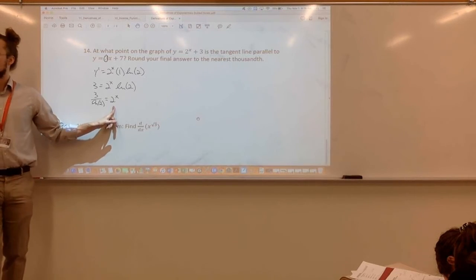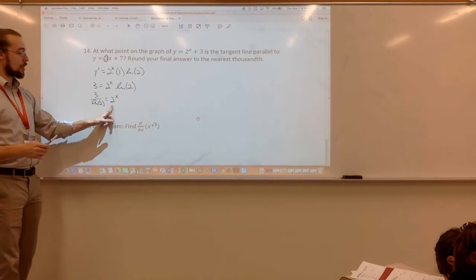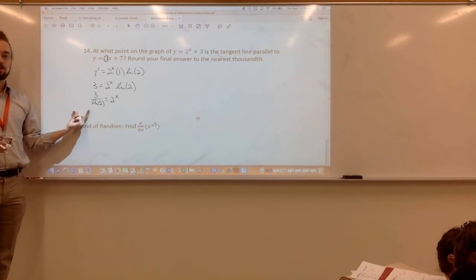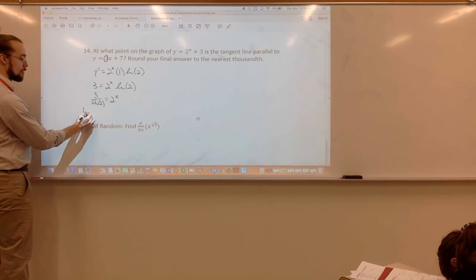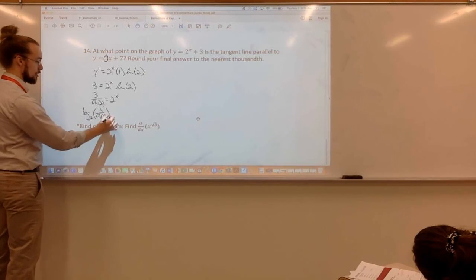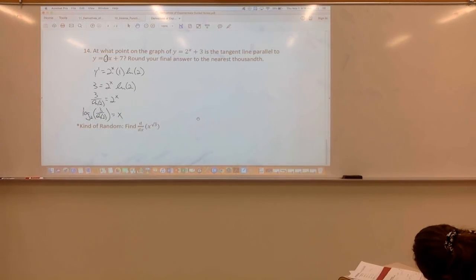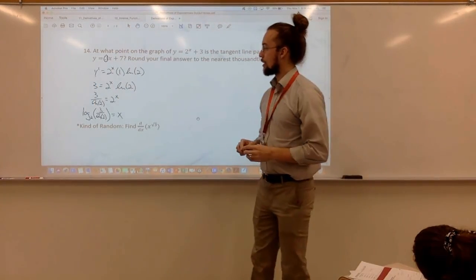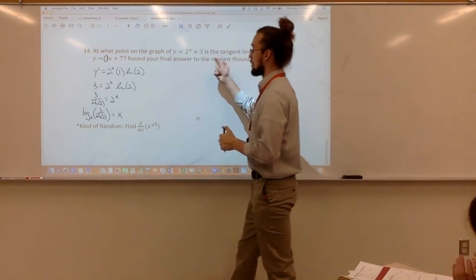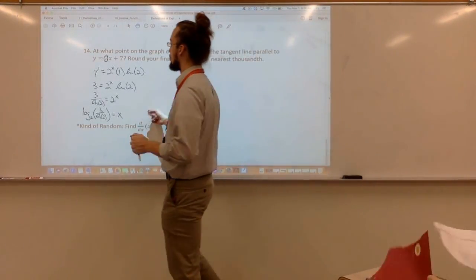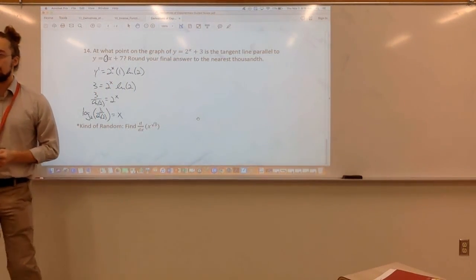So this is what we did at the beginning today, right? Here we'll have to take the log base 2 of both sides of the equation. So when I do that, this will be log base 2 of 3 over natural log of 2 equals x. It says round your answer to the nearest thousandth, so we would just plug that into the calculator. And then it says at what point, so we would need the y value as well. So once I get that decimal approximation for x, I can plug that into my original function to get the y.